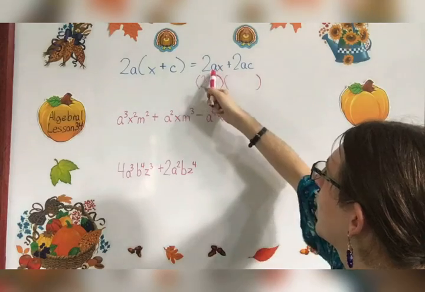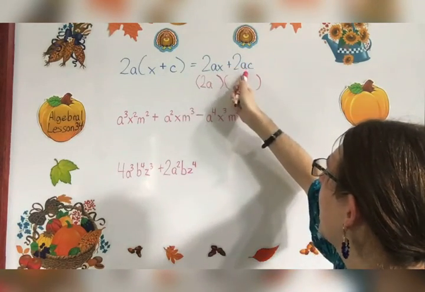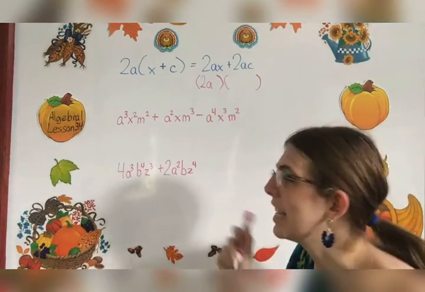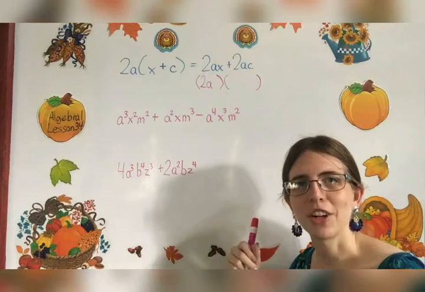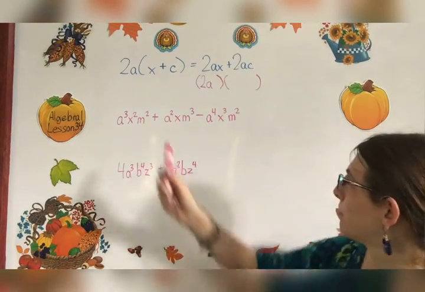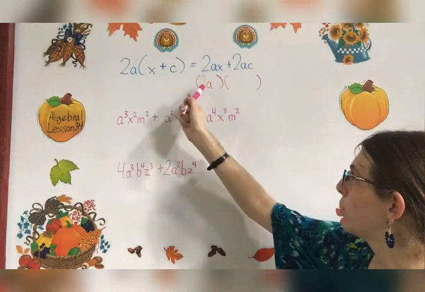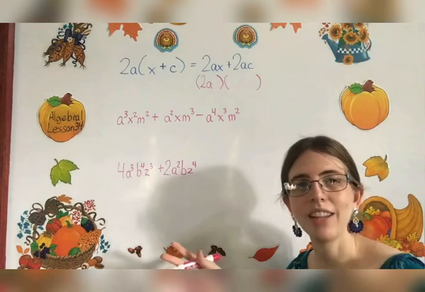Then my letters, they both have an a. They don't both have an x, they don't both have a c, so those are not part of my greatest common factor. So 2a is the greatest common factor. Now I divide each of my terms by my greatest common factor. So 2 divided by 2 is 1. a divided by a, again, is 1.